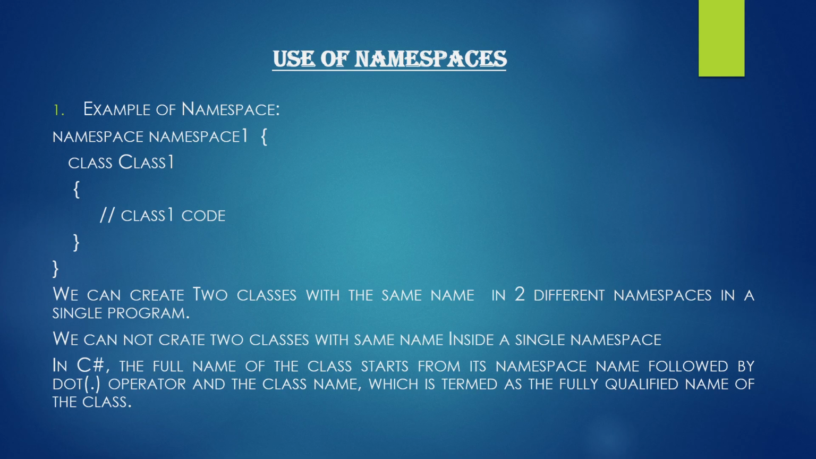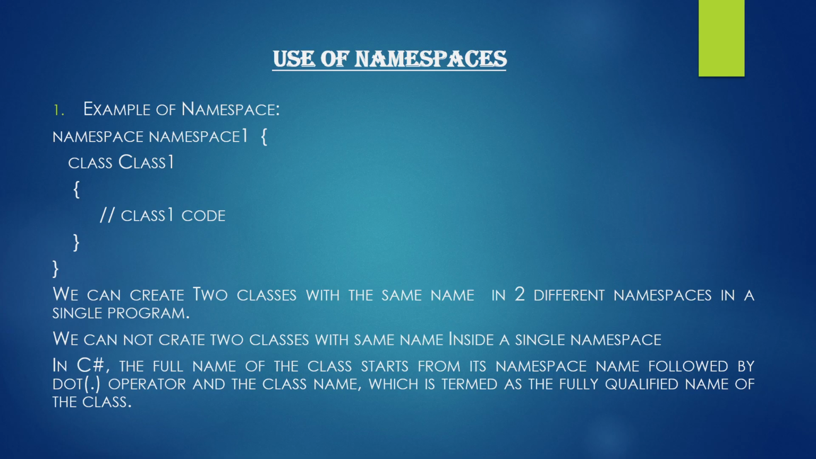If we have created a program, and suppose we have a requirement to create two employee classes, then we can create two namespaces with different names. So namespace 1 and namespace 2. Inside namespace 1 and namespace 2, we can create the employee class. We cannot create two classes with the same name inside a single namespace. So this is the restriction, that we cannot create two classes with the same name in a single namespace.